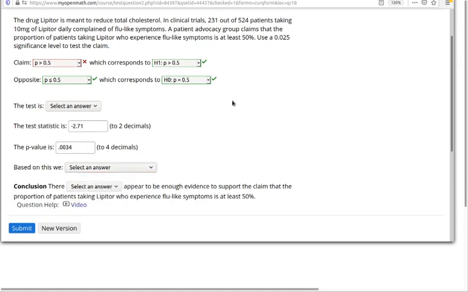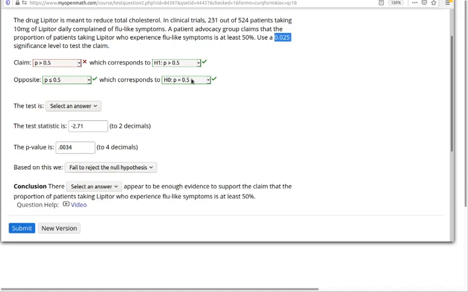Now 0.0034, we're talking about a p-value, so I compare that to the significance level. 0.003 is smaller than the significance level. So my p-value is low, my null must go. So the correct answer would be to reject the null hypothesis. Now if I fail to reject the null hypothesis, that should be marked wrong because that is based on the p-value and the significance level.